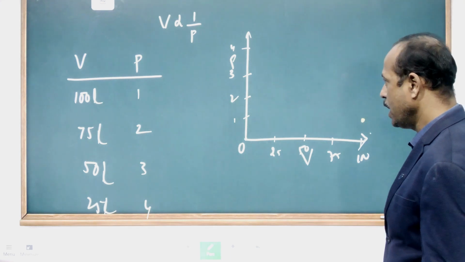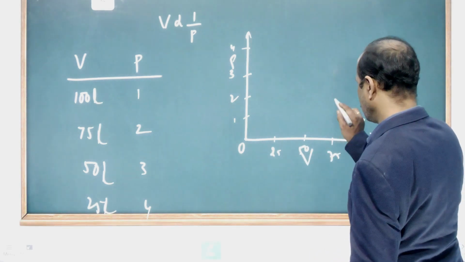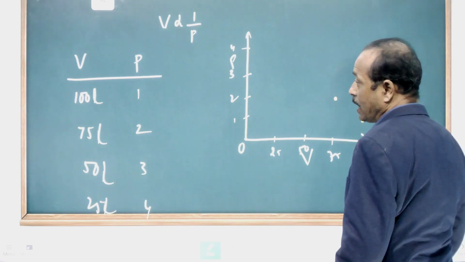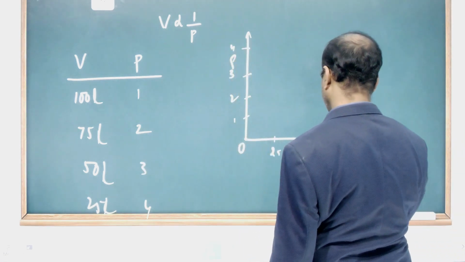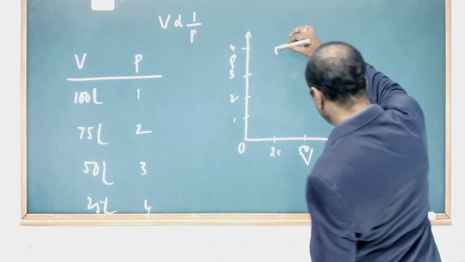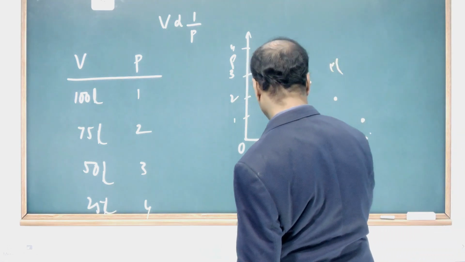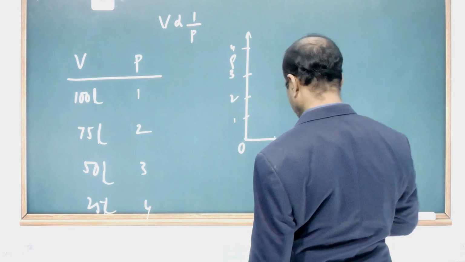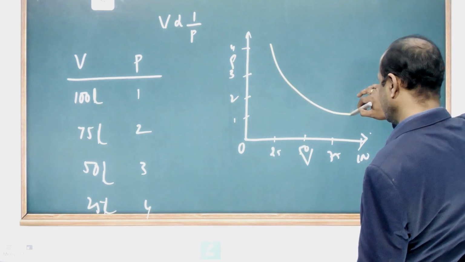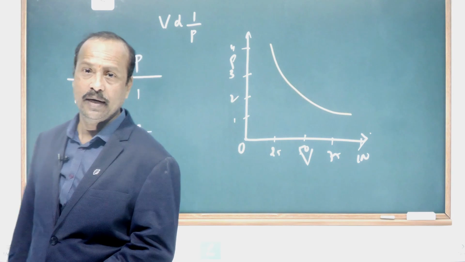This is a point. Now when the volume is 75, pressure is 2. So here it is, right? Now here 50 and 3. So 50, 3 here. Okay. So the meaning is what here? So now what's happening? Here the volume is actually, as the pressure increases, volume will decrease. As the pressure increases, volume will decrease.